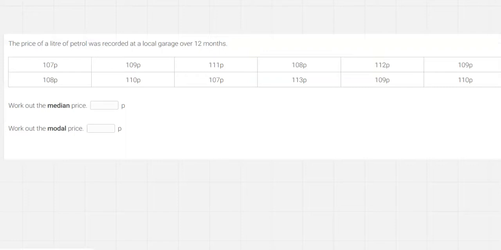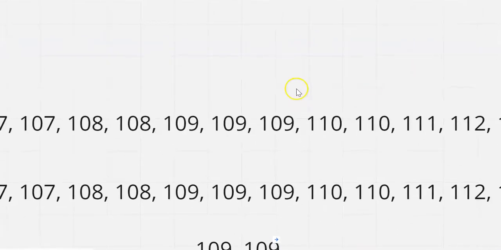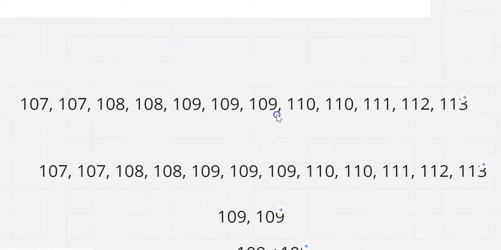So we'll do the modal first, and modal is the most common figure there. The most common figure there is 109, which appears 3 times. So that is the mode. We have to do a little bit more work for the median. So first of all, we need to arrange them from lowest to highest, which I have done there. So the top one.